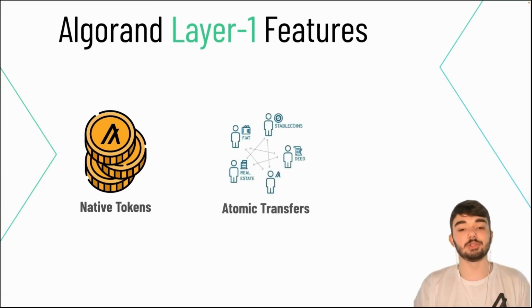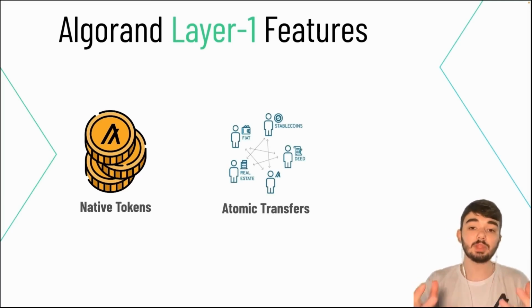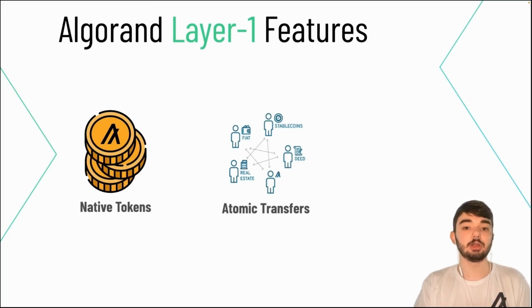Now, the other great feature of Algorand is this concept of atomic transfers. What this enables is it allows multiple different transactions to occur, but only if all the other transactions that we want to group with it also occur. So this means that if I'm sending you some tokens and you're sending me back some tokens, I don't want those tokens to leave my wallet unless I can be sure that you send me back those tokens.